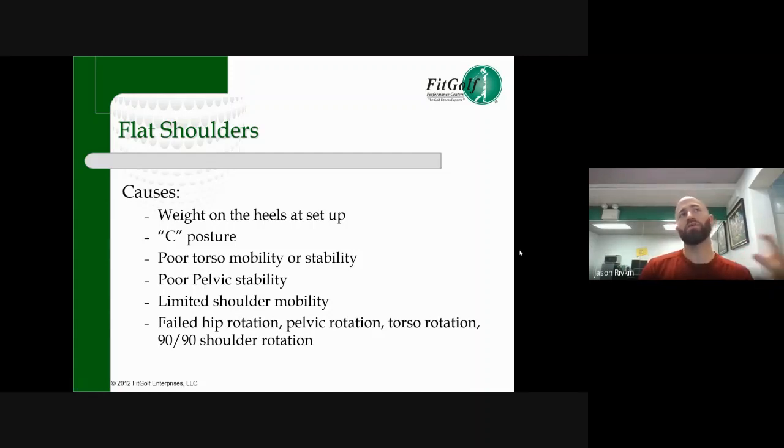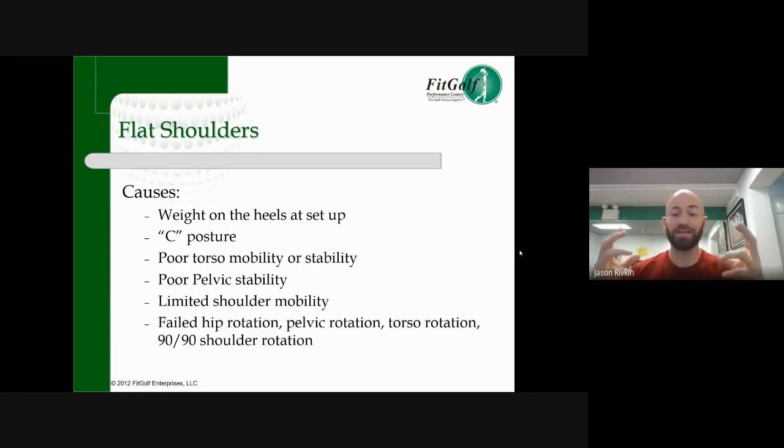The next swing fault that we'll go over quickly is flat shoulder plane. So obviously you guys know what flat shoulder plane is, it's when there's a deviation away from starting spine angle in the backswing. This can be caused by weight through the heels in the setup, poor posture or rounded shoulders in the setup, restricted shoulder turn, which leads to spine lift. Remember, if we're not rotating back, we're probably lifting up, and that's what flat shoulders is.